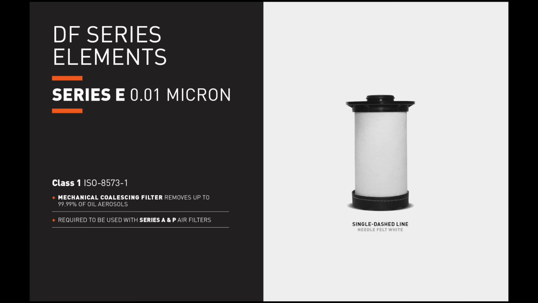The Series E filter is a 0.01 micron mechanical coalescing filter which removes up to 99.99% of oil aerosols, providing Class 1 compressed air according to ISO 8573-1. Take note that these filters are necessarily preceded by the 1 micron Series A filter and the 0.1 micron Series P filter. These filters are needle felt white and display a single dashed line for identification purposes.